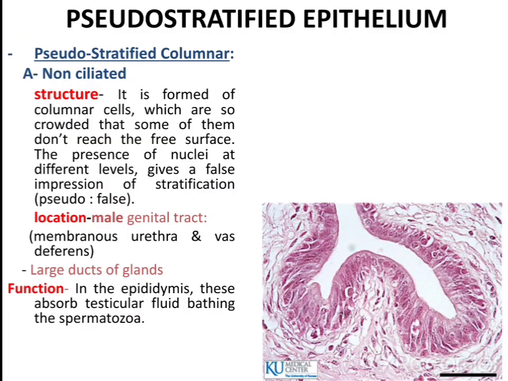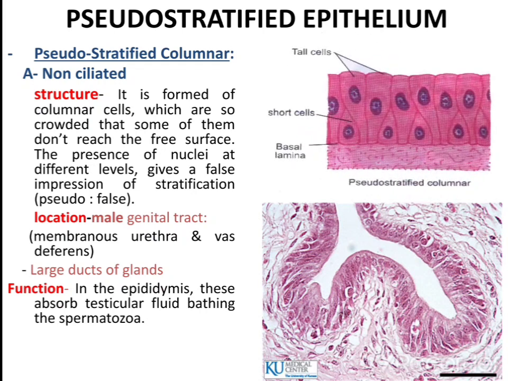Then the next type of epithelium is pseudo-stratified epithelium. It can be ciliated or non-ciliated. In case of non-ciliated, the structure is formed of columnar cells which are so crowded that some of them don't reach the free surface, and the nuclei lie at different levels. This gives a false impression of stratification. Stratification means many layered, but here we have mentioned pseudo. Pseudo means false. So false stratification is because of the different location of the nucleus, but the fact is it is unilayered.